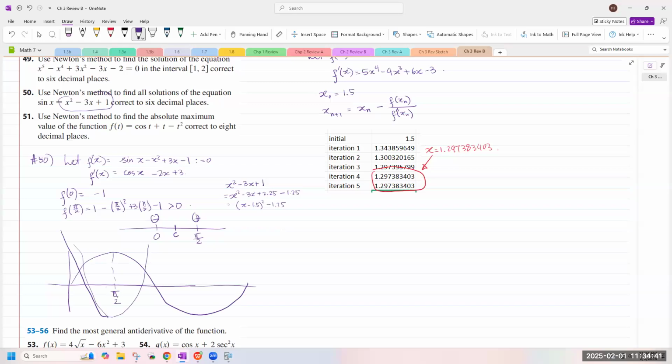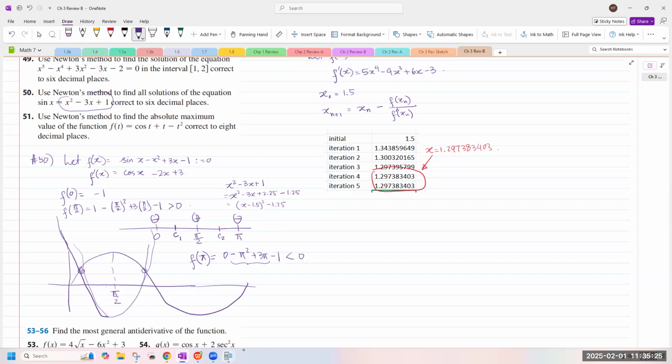So it seems like there's another intersection between pi over 2 and pi. Let's see, f of pi equals what? f of pi equals 0 minus pi squared plus 3 pi minus 1. Yeah, this is negative already, right? So there's another zero here. So C2 here and C1 here. Okay, so we have these, and there's no more intersection, only these two. Now what we're going to do is use a number between 0 and pi over 2 and another number between pi over 2 and pi.